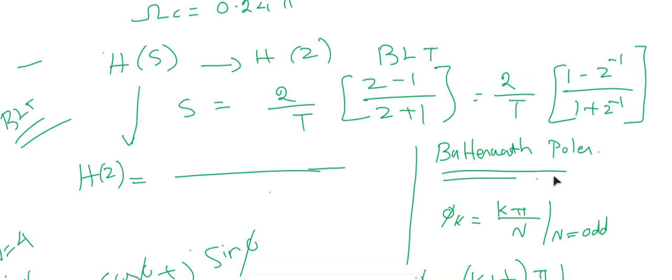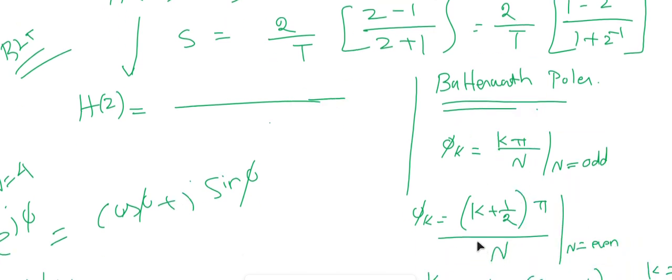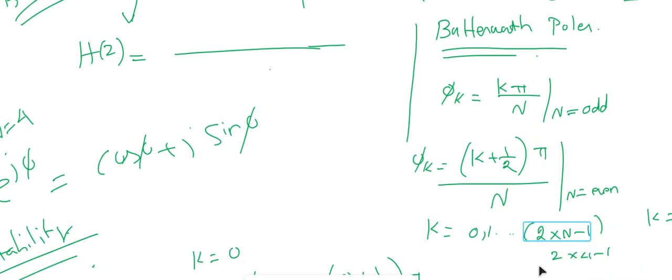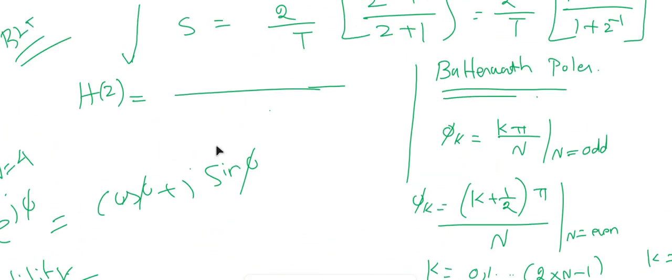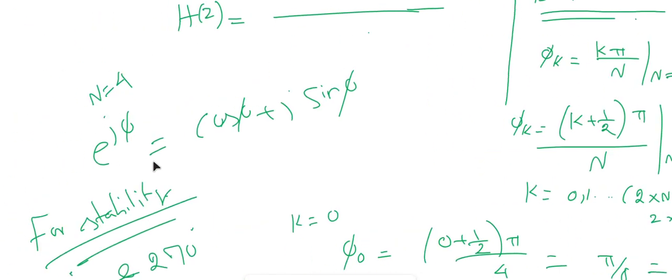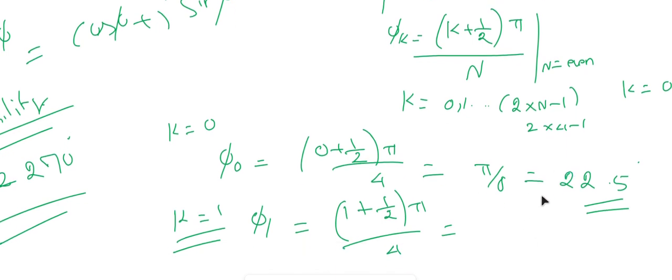Otherwise, you can determine the Butterworth poles by using this formula. When n is odd, you can determine it as k pi by n, or when n is even, you can use this formula, (k plus 1 by 2) of pi by n. So n is equal to 4, so for k from 0 to 7 you can determine the pole positions. For n equal to 4, pole p0 for k equal to 0, n is even, you use this formula and you will get pi by 8. So the angle of the pole is pi by 8, which is equal to 22.5 degrees.